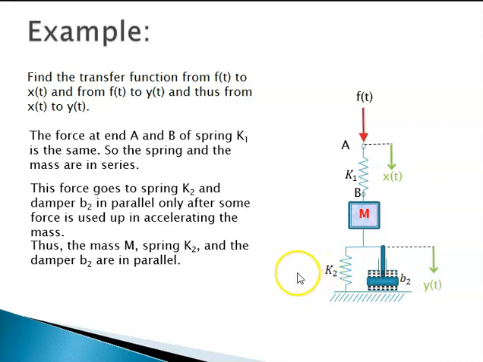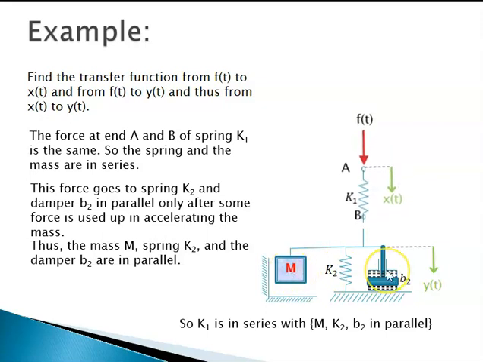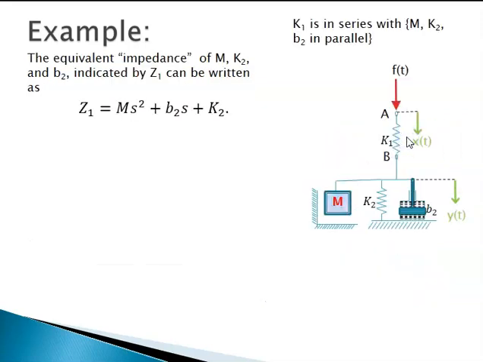We need to show the mass somewhere here. Thus we note that K1 is in series with M, K2, B2. M, K2, B2 form one group which are in parallel, and the spring K1 is in series with that. So we note this as something like this. We redraw the picture as something like this. M, K2 and B2 are in parallel, which is in series with the spring. Let me animate it once again.